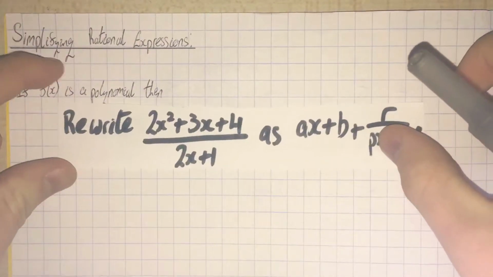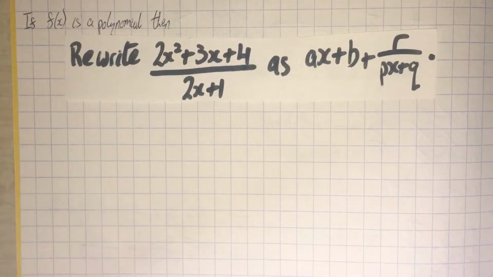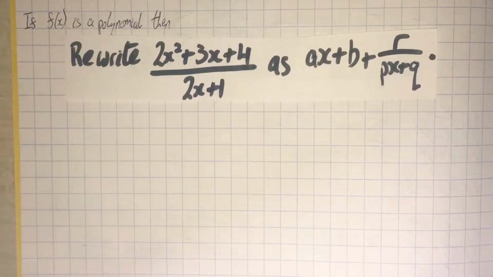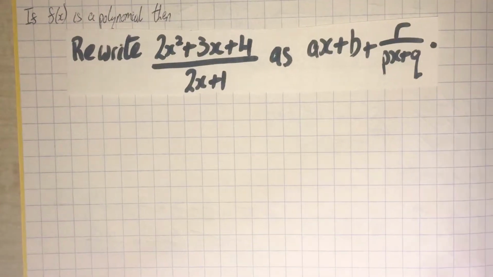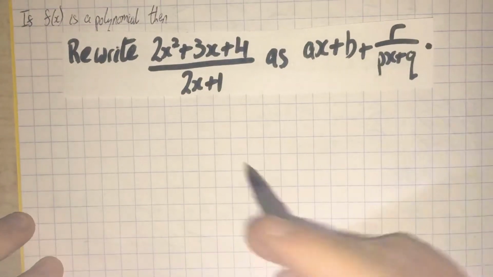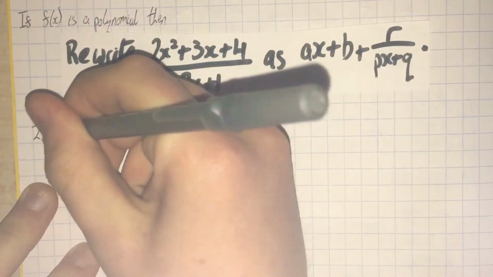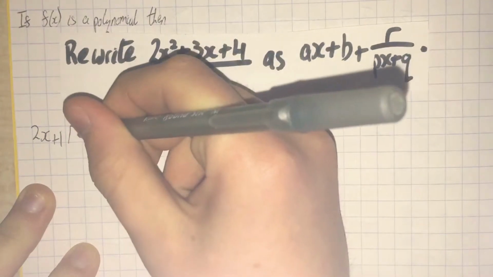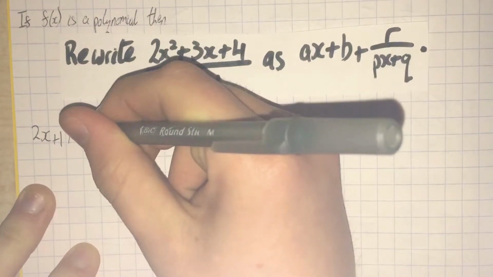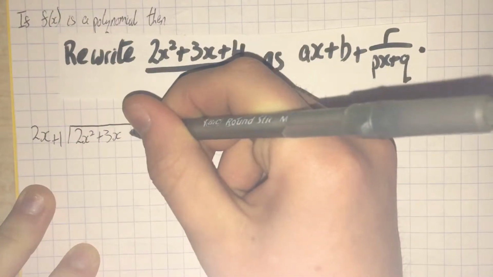Here we go. So, rewrite 2x squared plus 3x plus 4 over 2x plus 1 as ax plus b plus r over px plus q. Right, so we shall start with 2x plus 1, well, we shall be dividing 2x squared plus 3x plus 4.